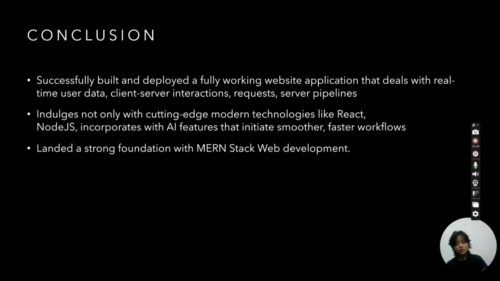Since React is a very talked about technology, the market still demands it. Our project doesn't only deal with React. It also incorporates AI features that initiate smoother and faster workflows. It lays a strong foundation with MERN stack web development. So that is how I would like to conclude it.